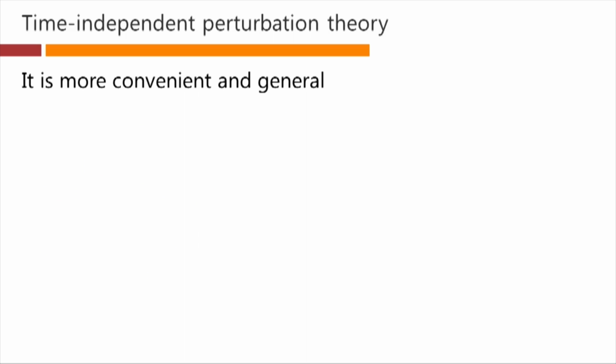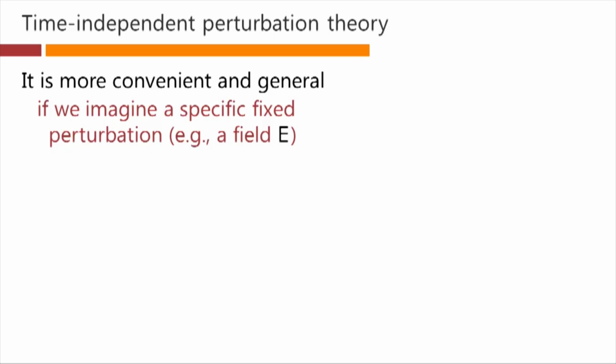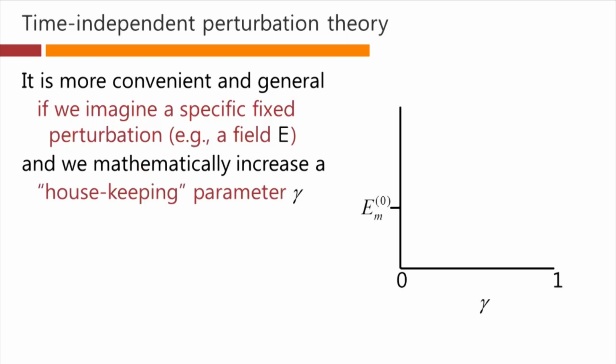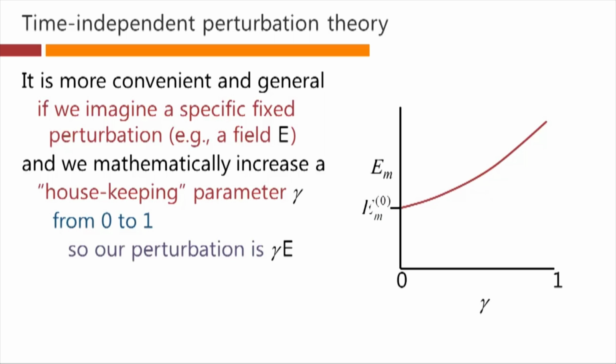Now, it's more convenient and general to imagine that we actually physically have a fixed perturbation, for example, a fixed applied field, E, but instead we mathematically increase what is typically called a housekeeping parameter, gamma here. So gamma is going from 0 up to 1, and as it does so, that means that mathematically we're increasing our field from 0 up to this specific value. That's one way to think of it anyway. So our perturbation at any particular point on this graph here is really gamma times E.